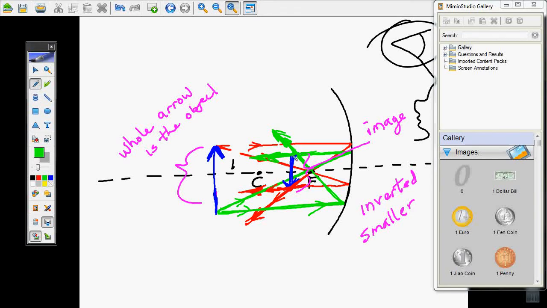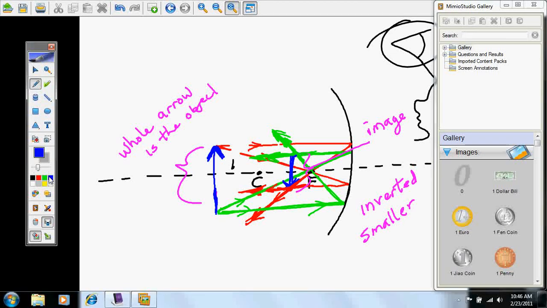We could put a little screen right there, and we could see the image on a screen. So what does that mean, Dorothy? It's a real image.